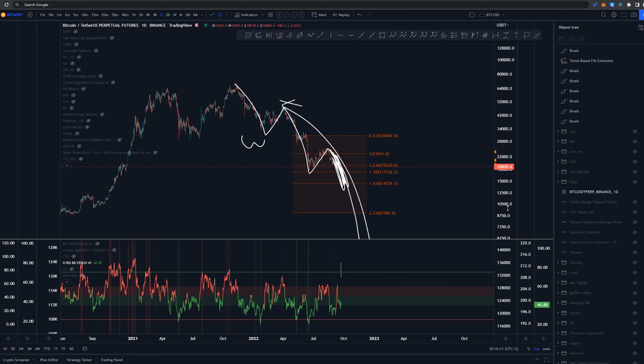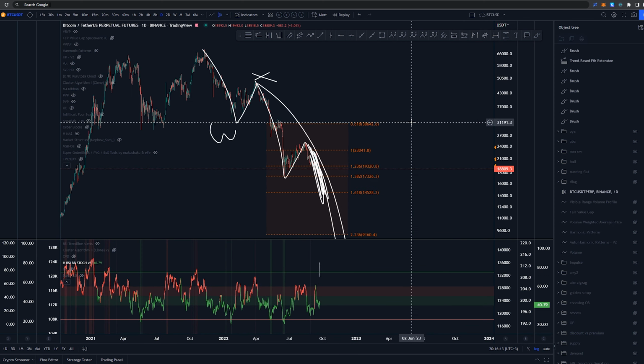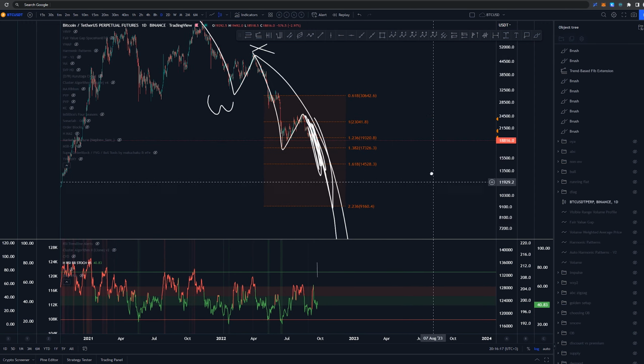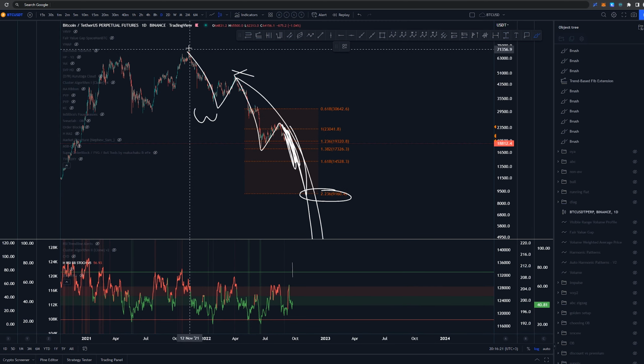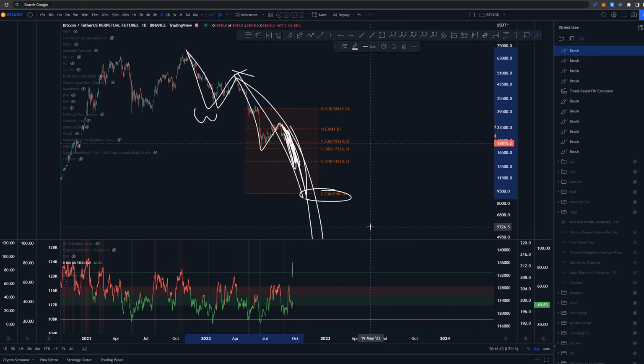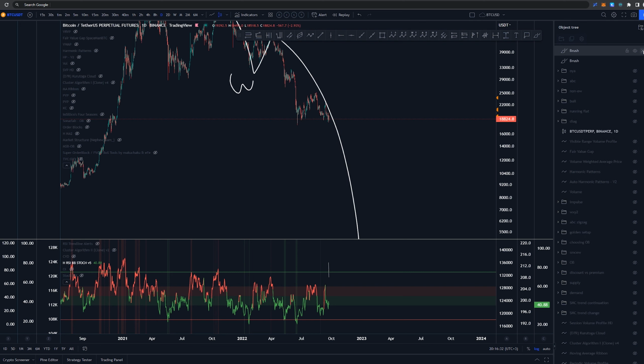On logarithmic scale it looks a bit better, however this would need to extend quite a bit. It would need to extend down here, and at that point the higher time frame WXY count is going to be so extended that I really don't like the look of it. That's the reason why I don't think that is the most probable case.